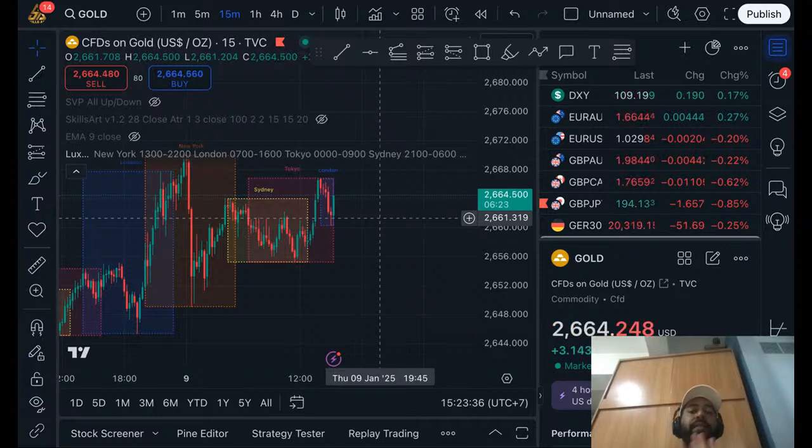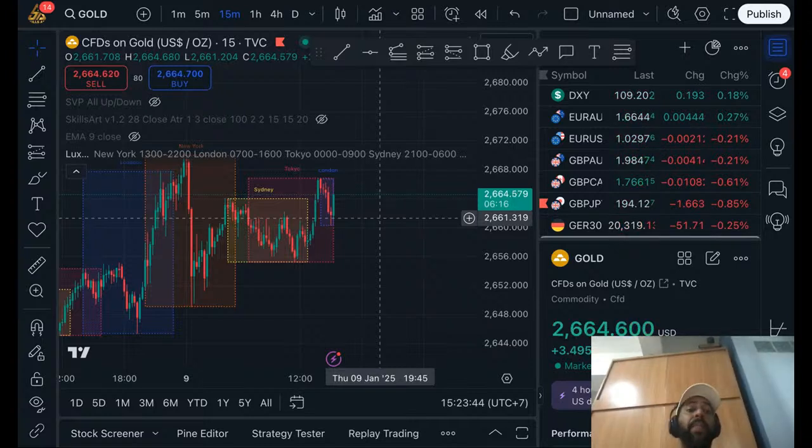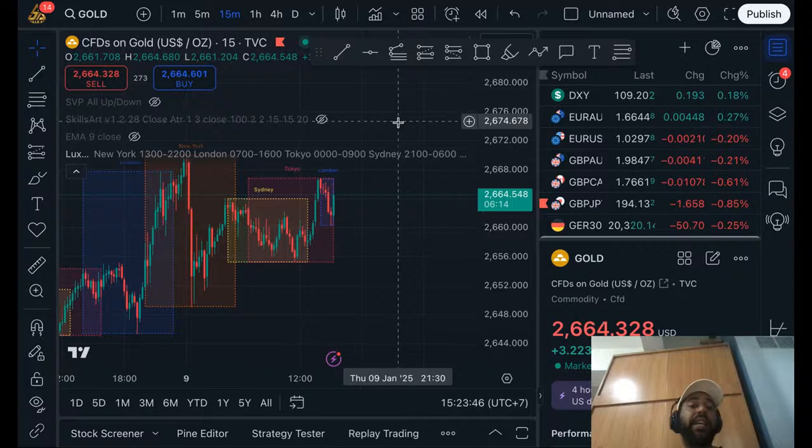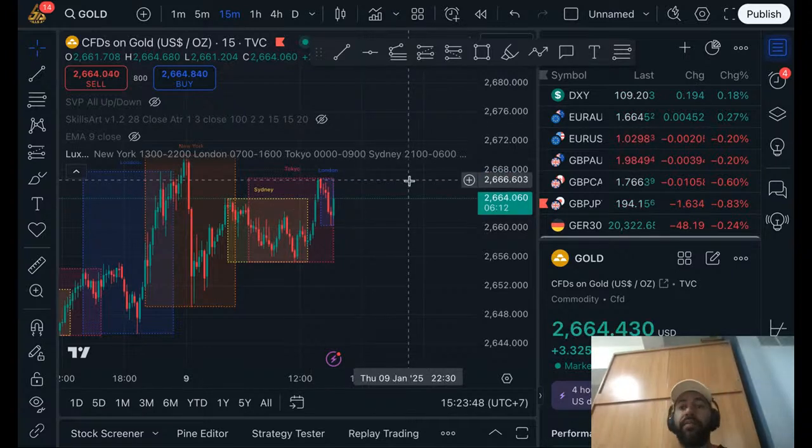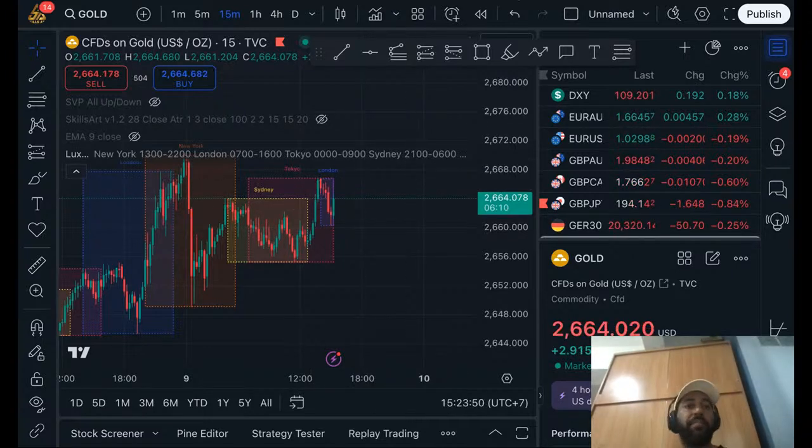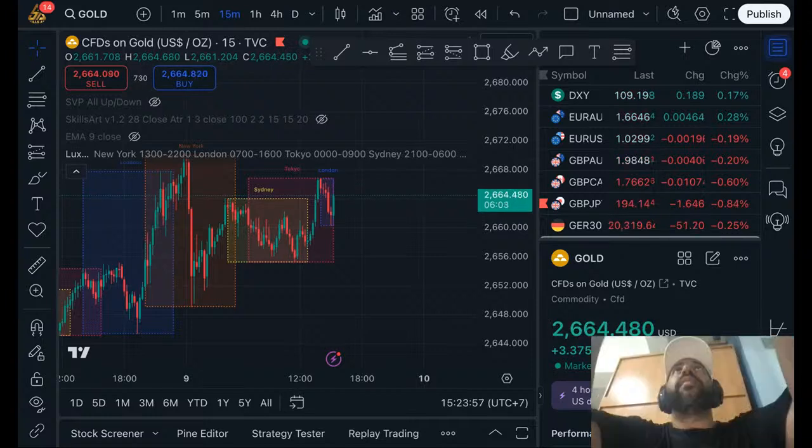Okay, guys, congratulations. TP1 smashed already, running over 40 pips already. So you can take partial at this point. You can take some partials. I will do the same.